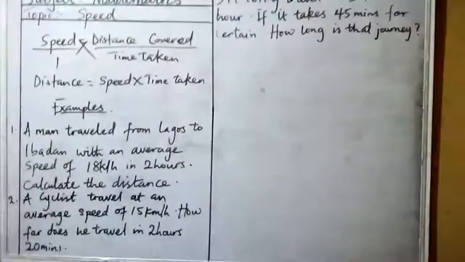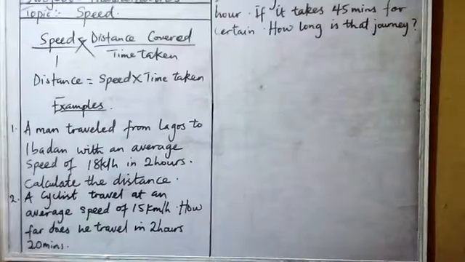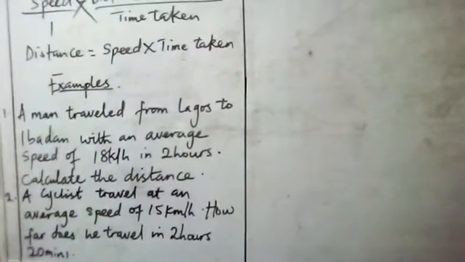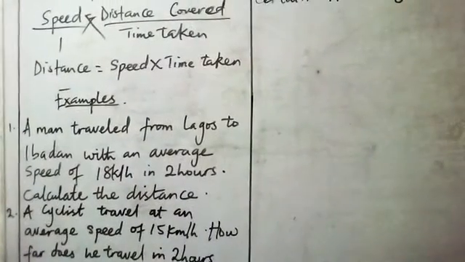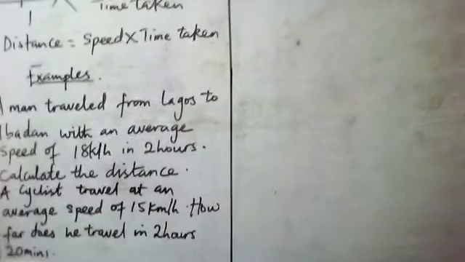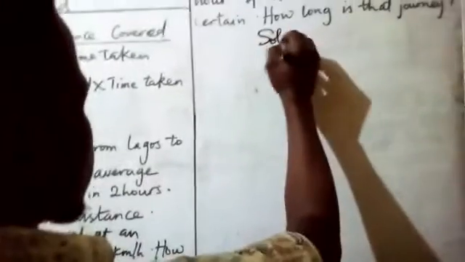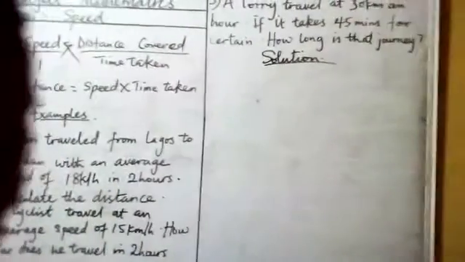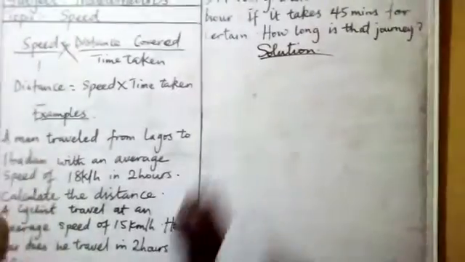So that's how we arrived at the formula for distance. Let's look at some examples under these questions now. We have some examples to look at on the board. Number one, a man traveled from Lagos to Ibadan with an average speed of 18 kilometers per hour in 2 hours. The question is, calculate the distance. Another thing you must note is that the standard unit for distance is kilometers, so your answers must always be in kilometers.